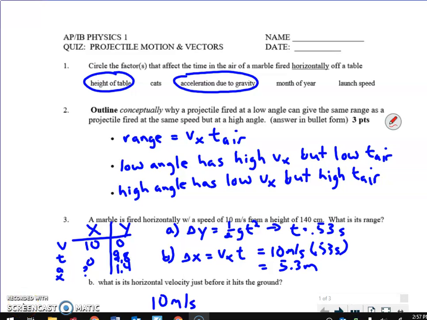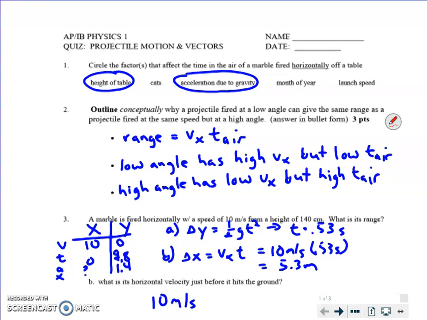Hi everybody, I'm going to go over the projectile motion and vectors quiz. I've already have the answers written here so you can look at them or you can listen to my explanations. Fast forward to the parts that are relevant to you. If you're doing a retake, pay close attention to these so you can do better on the retake, and you can always ask questions before you do the retake.